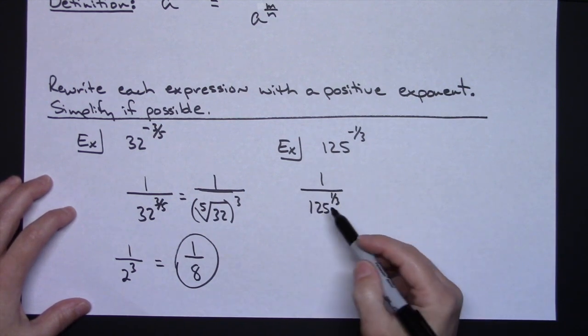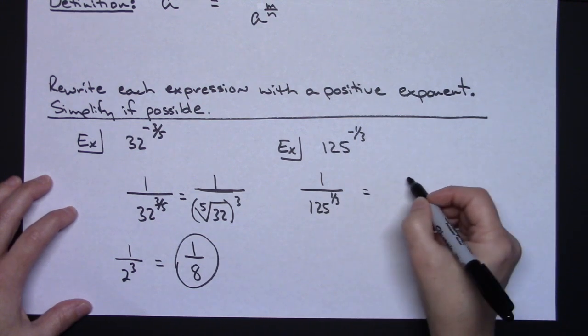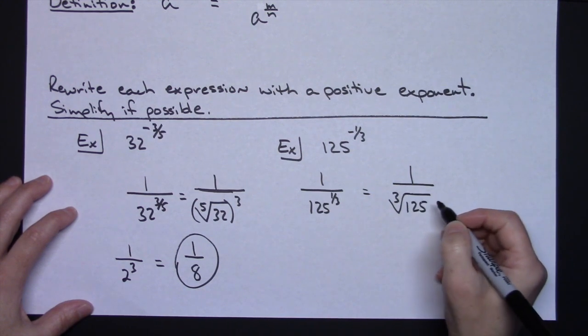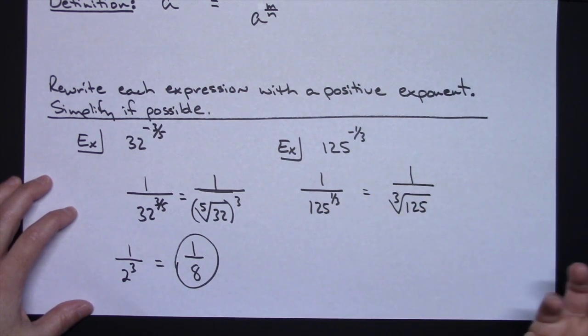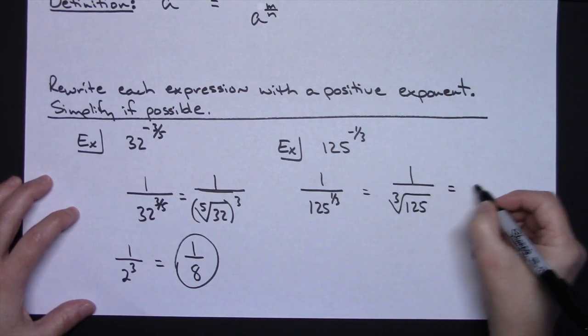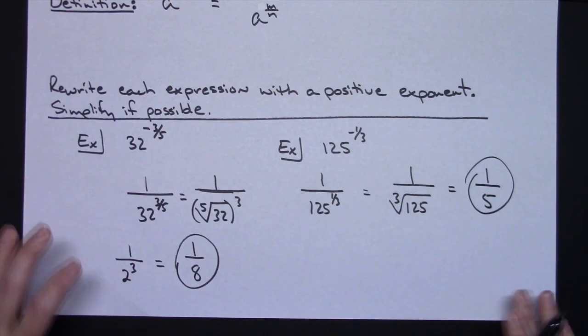Now it says simplify if possible, so now I'm going to make this the third root. So the third root of 125, and then to the first power. I don't need that there. And now the third root of 125 is 5. So it simplifies down to 1/5.